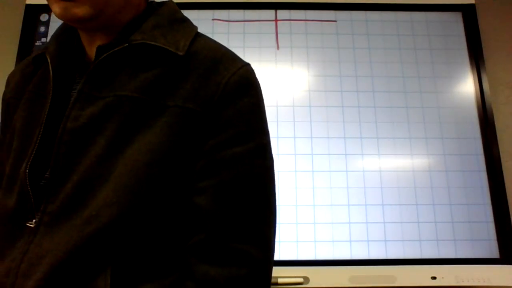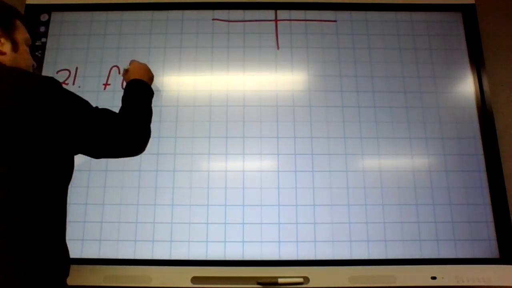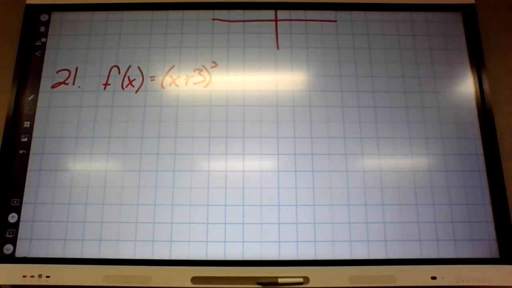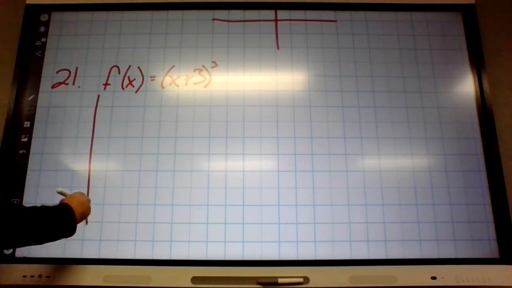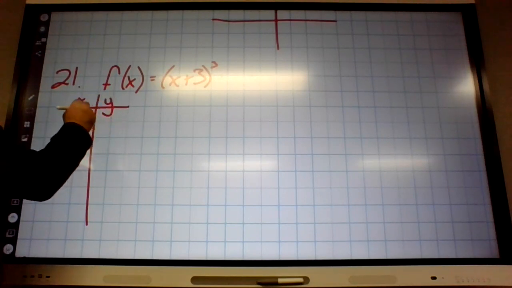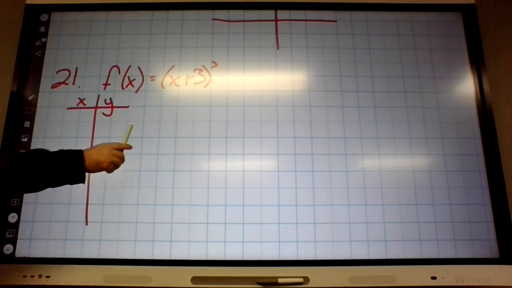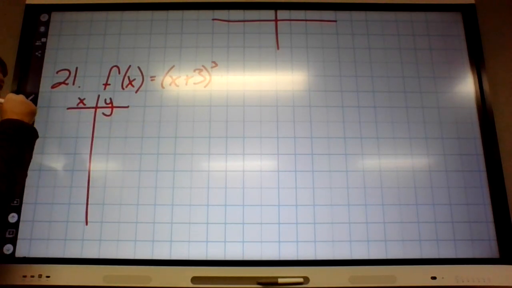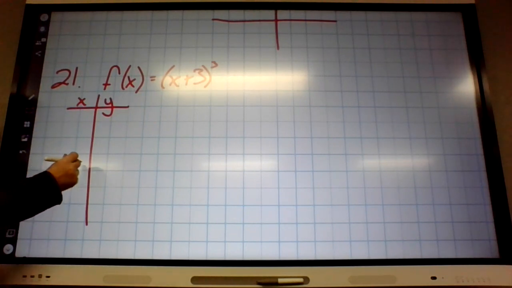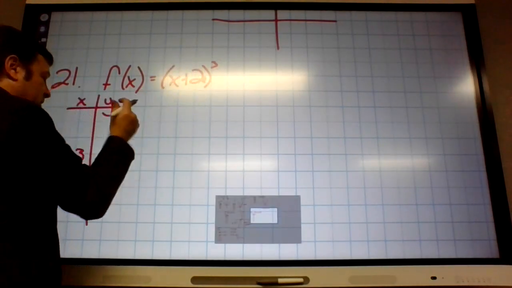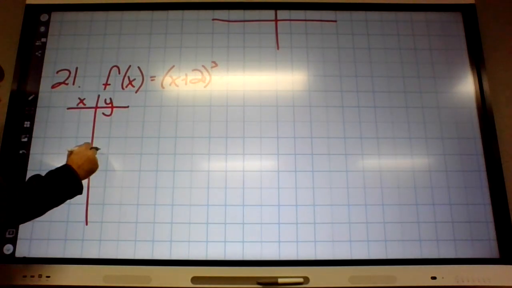Okay, 21. Something is very different about 21. It says cubed instead of squared. So that should change our picture. Okay, so where is the point of inflection going to be for this one? 21 is x plus 2. So what's the plus 2 going to do to the graph? Left 2. What point is left 2? -2, 0.